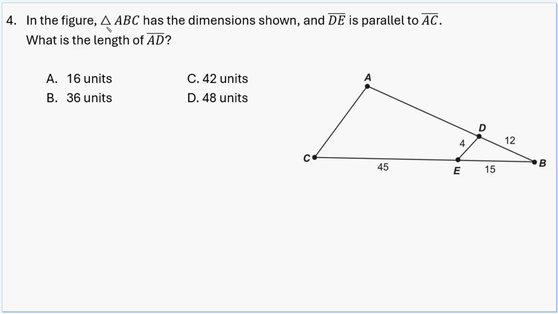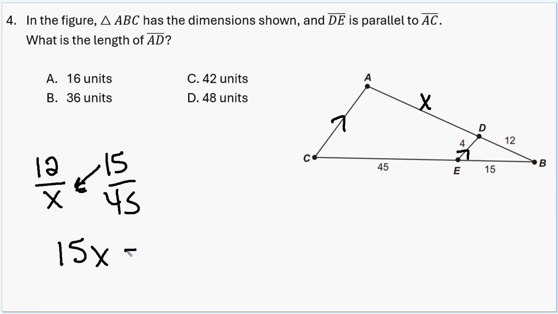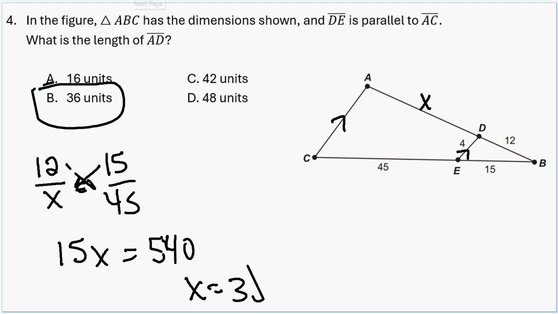Question 4. In the figure, triangle ABC has the dimensions shown. DE is parallel to AC. Let's mark that. Here's DE parallel to AC. So now we can apply one of our theorems. It says, what is the length of AD? I'm just going to call it X. And we can set up a proportion. 12 over X equals 15 over 45 would work. Or you could flip them upside down. It doesn't matter. So if we multiply here, we're going to get 15X is equal to 12 times 45. That's 540. And if we divide by 15, X is 36. Our answer is B.